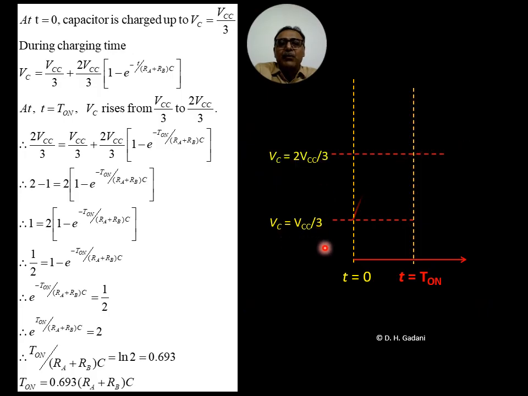At time t equal to 0, the voltage across capacitor is VCC by 3. So remaining 2 VCC by 3 voltage is responsible for the charging of the capacitor.